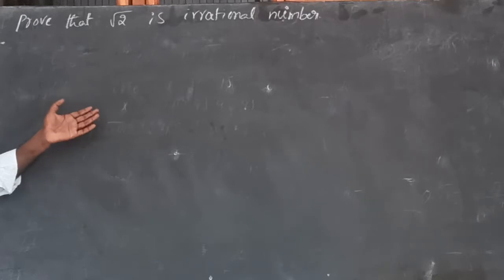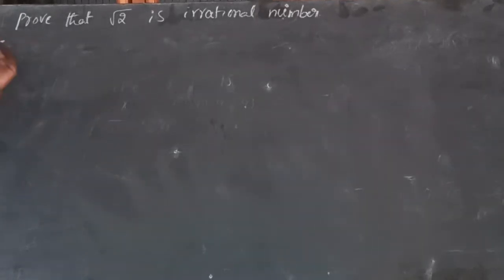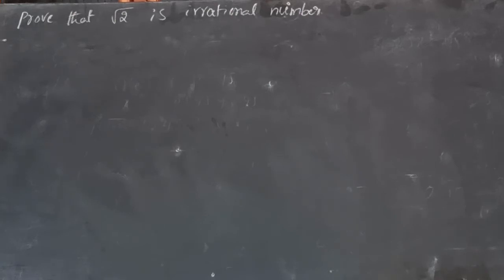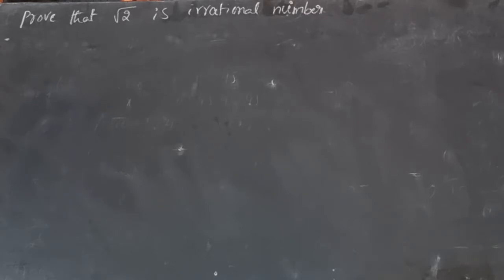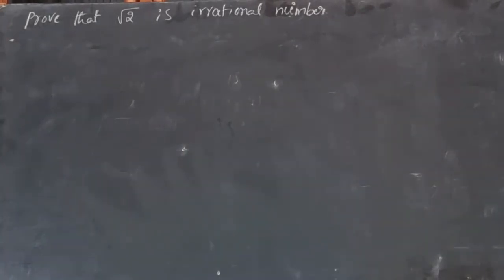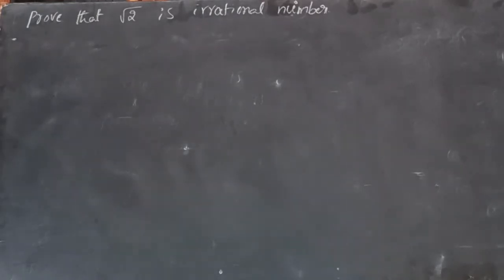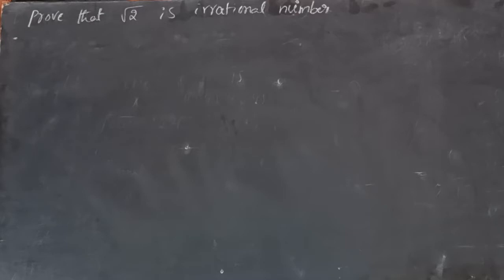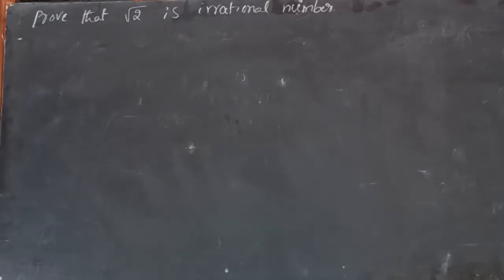Now I am teaching 10th class, first chapter, real numbers. So, what is the problem? Prove that root 2 is an irrational number. Okay, so here, what is called an irrational number? A number that cannot be expressed in the form of p by q is called an irrational number. Okay, here they are asking to prove that root 2 is an irrational number.